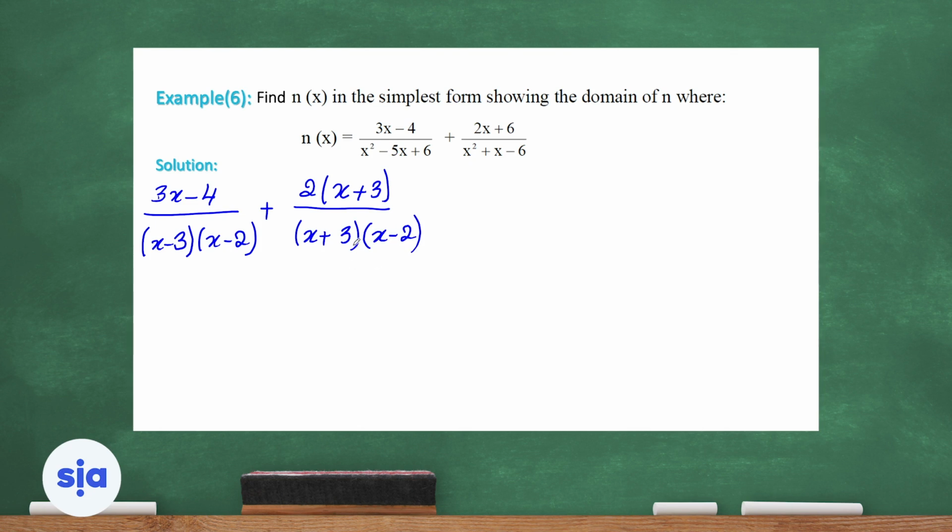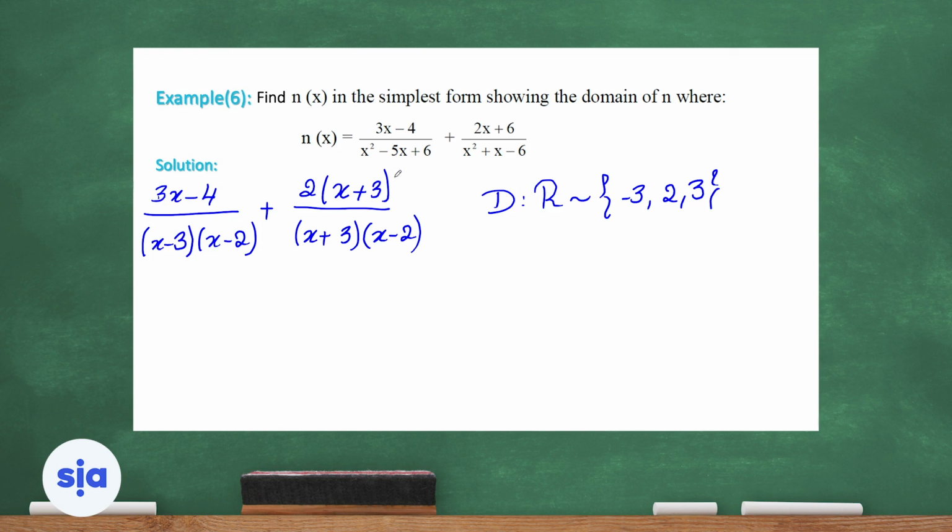Before we cross out, before we simplify, before we get the common denominator, as you all know, we need to go and get the domain. So the domain in this case is all real numbers except, yes, except what? Excellent, except negative 3, 2, and 3.